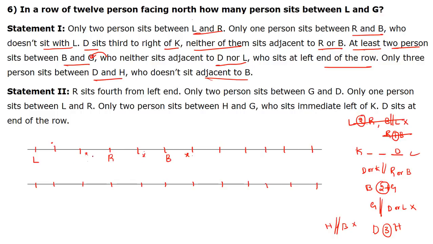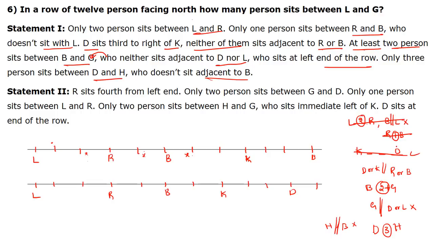K or D cannot be at these places, but K or D can be here. If I place K here, K is third right, 1, 2, 3, so D can be here. There are two possibilities, friends. So I'm going to take one more possibility here. If K is here, 1, 2, 3, D can be here, so B can be here, R can be here, and L can be at this particular place. I hope you got it.